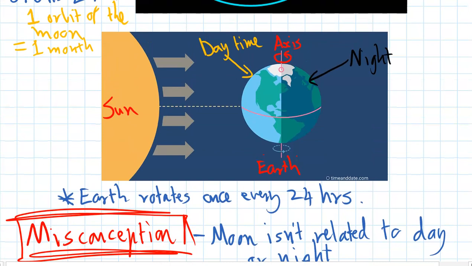Okay, so the way day and night works is all about the Earth rotating and nothing to do with the moon.